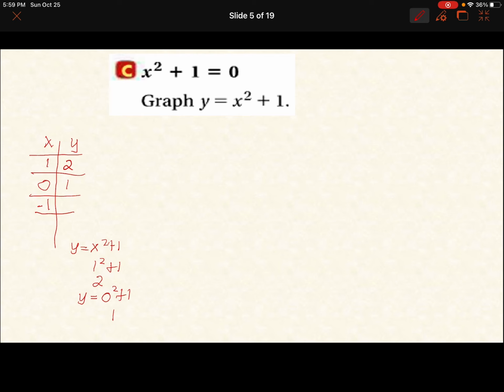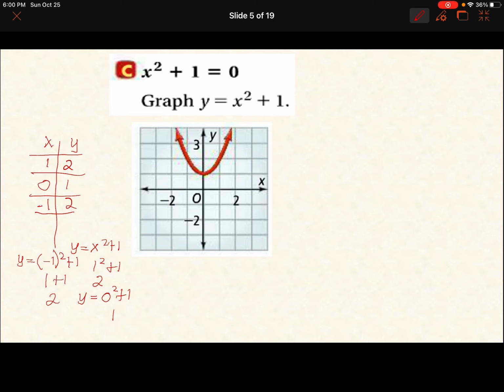What is the value of y when x is -1? y equals (-1) squared plus 1. So you have there -1 times -1, that is 1, plus 1, so that is equal to 2. Okay? So we're going to graph that. So we have here, if x is 1, y is 2. If x is -1, y is 2. And if x is 0, y is 1.